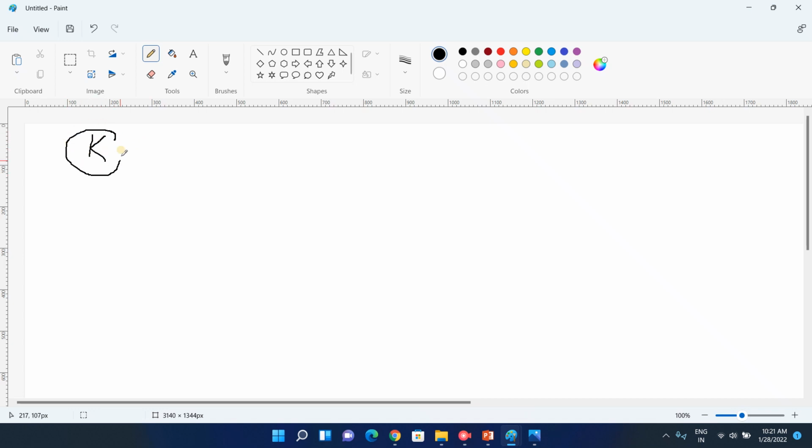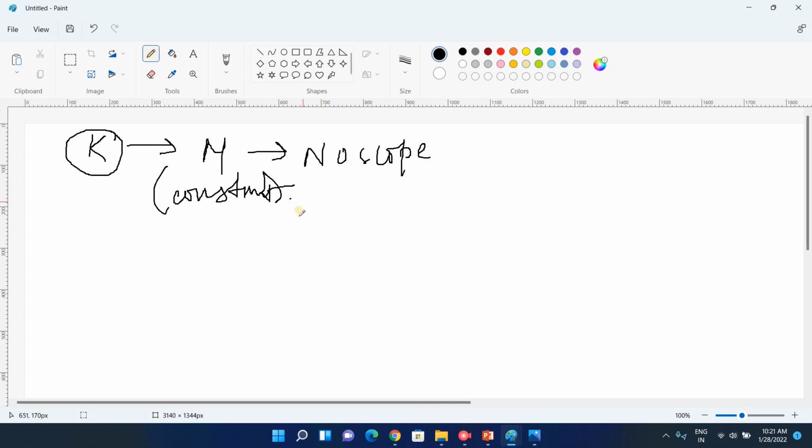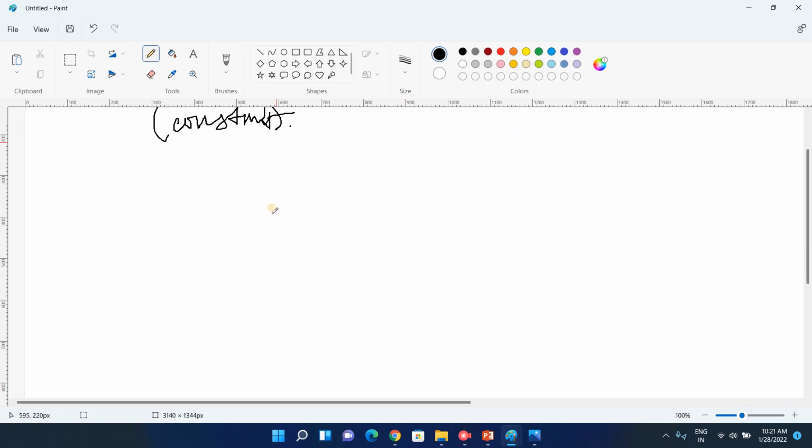Now forget about the previous transfer function. From the previous one, we only have the value of gain. We have seen that gain has magnitude but no slope. The magnitude is constant. We have obtained this.